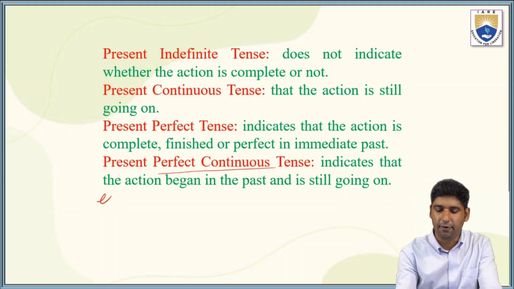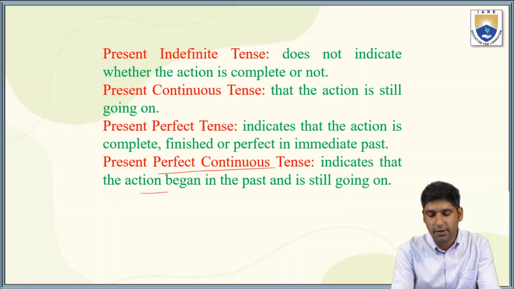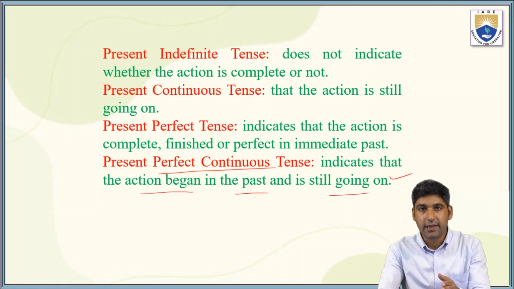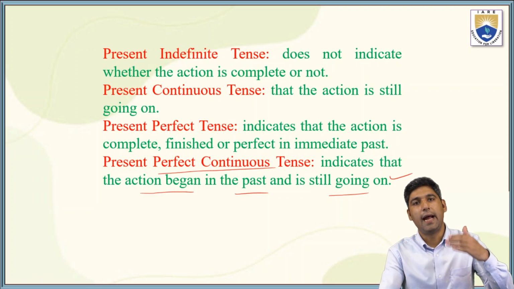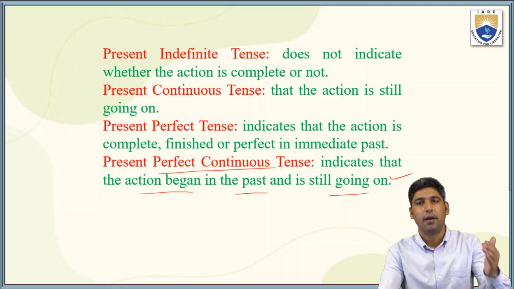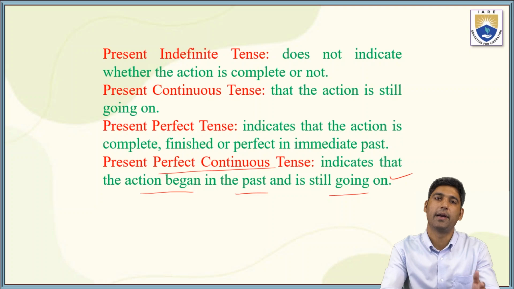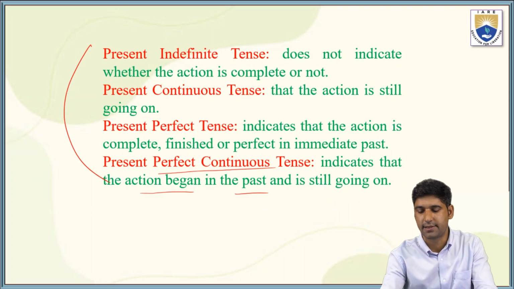Then the present perfect continuous form shows the action which began in the past and is still going on. Present perfect continuous tense shows the action that started in the past but is still going on at the time of speaking or at the time of mentioning. These are the four forms of present tense.